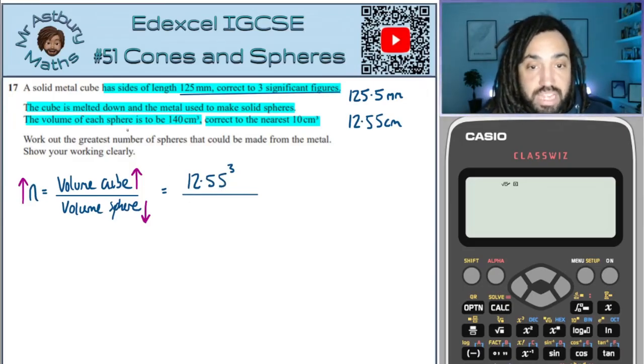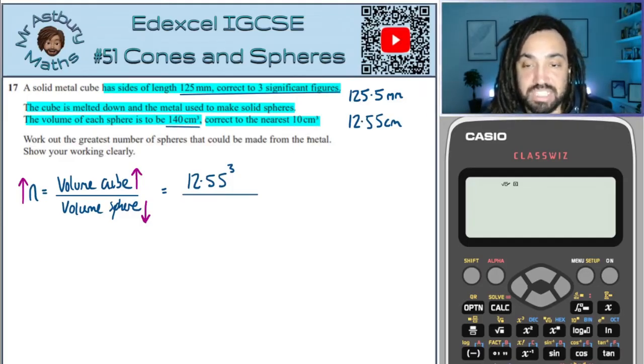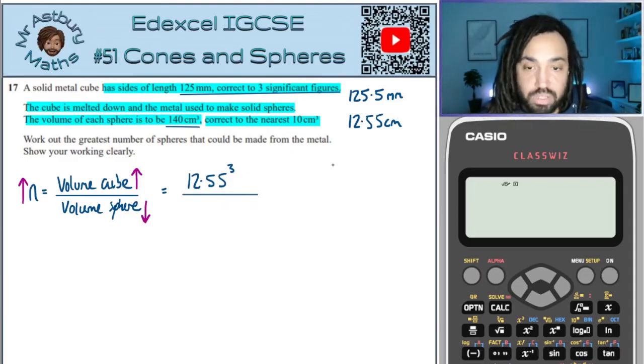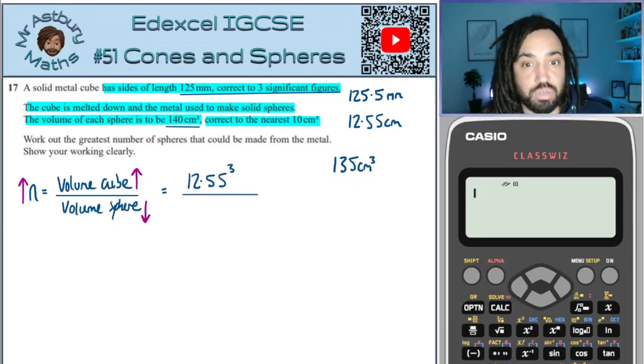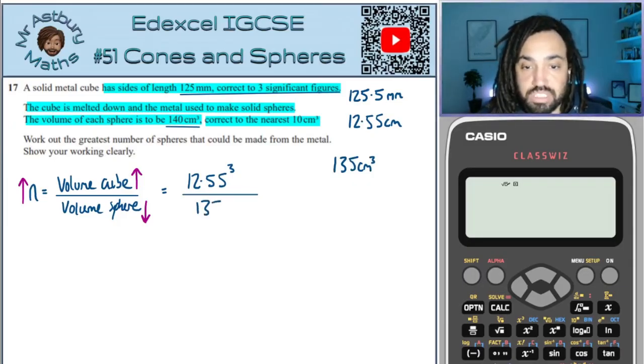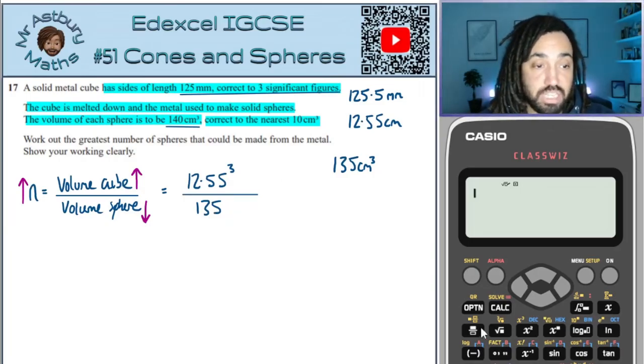Okay, and then the volume of a sphere is given to you. It's 4/3 times pi times, oh, hold up. You don't need to know what the volume of the sphere is because you've already been told what it is. It's 140, correct to the nearest 10 centimeters cubed. So the lower bound of that will be 135 centimeters cubed, because that's the smallest number which when rounded to the nearest 10 goes to 140. So that's just 135. Okay, so we can just do this calculation, and that should give us the upper bound number of spheres.